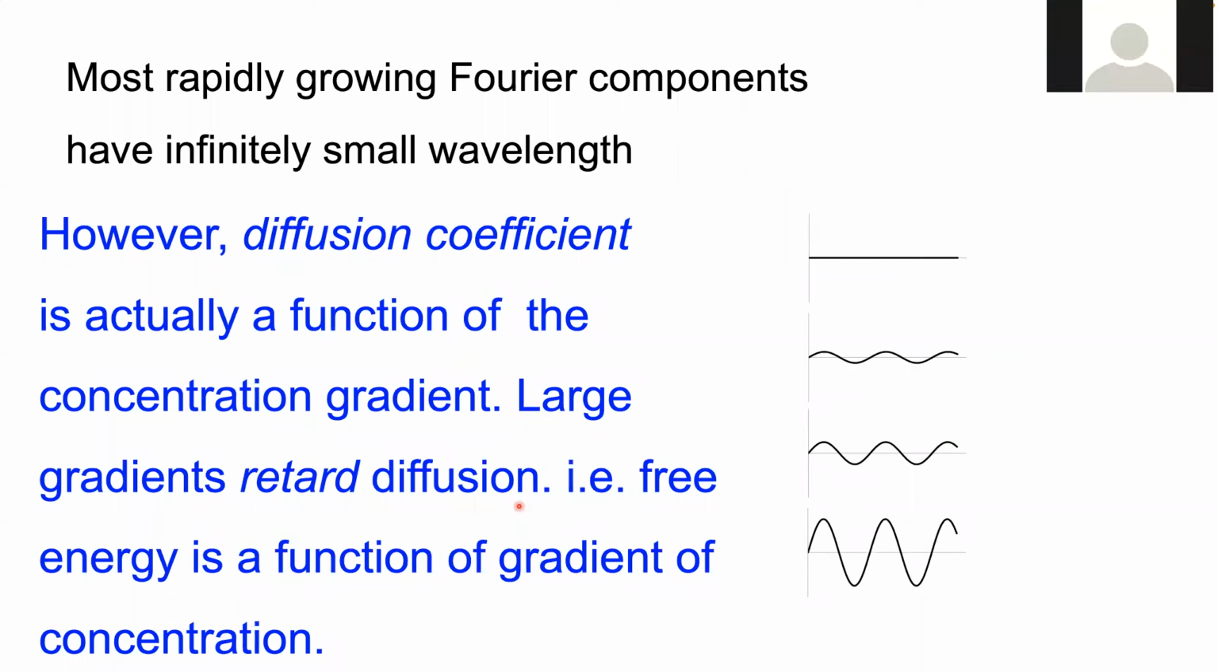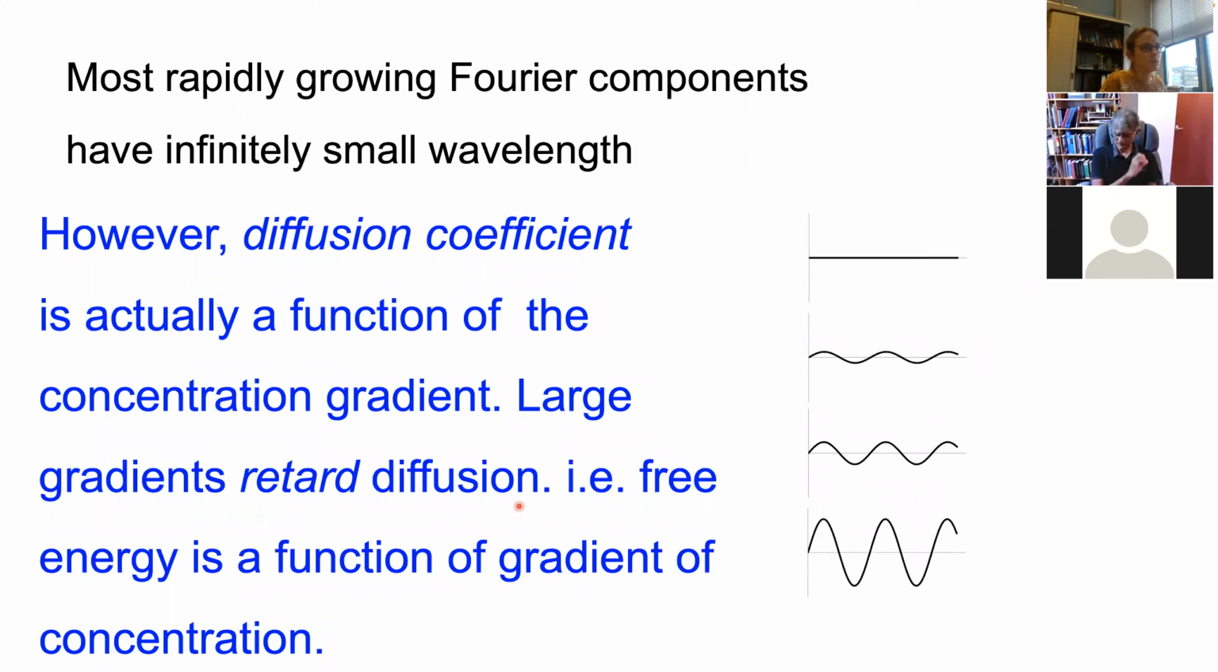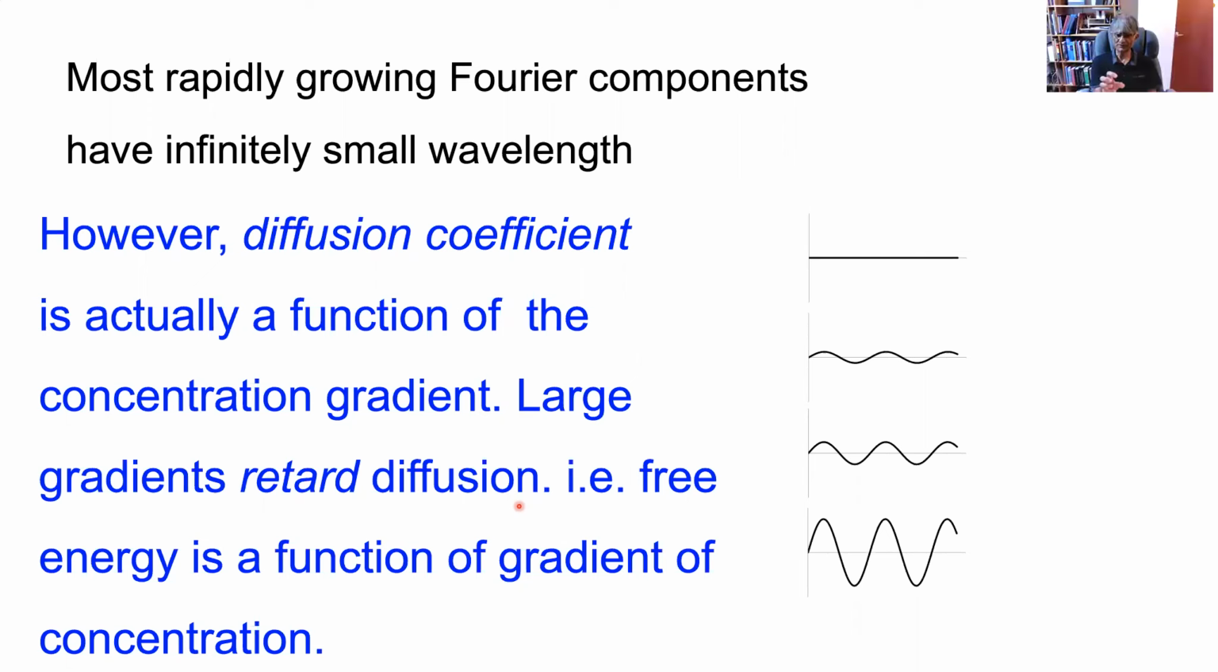So the diffusion coefficient actually becomes a function of the concentration gradient. Well, it is a function of the concentration gradient, but it isn't there in either Fick's law or in the modified Fick's law, where we look at chemical potential gradients. And the outcome of this, I will show you, is that large gradients actually retard diffusion. So that goes completely against your intuition. But if I have a wave with a very small wavelength, then that will retard diffusion.